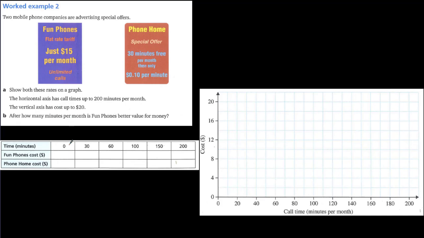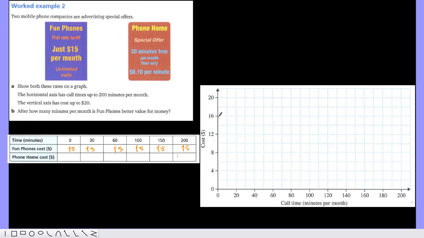For Fun Phones you are paying $15, and $15 is constant. $15 for 100, $15 for 100, it's $15. So here is the 15, and this is the unit. So for the first one, it's going to be approximately from here, and this is for the Fun Phones.